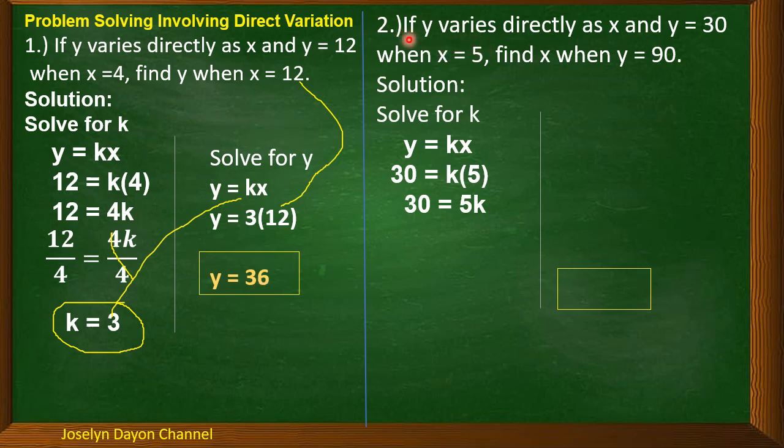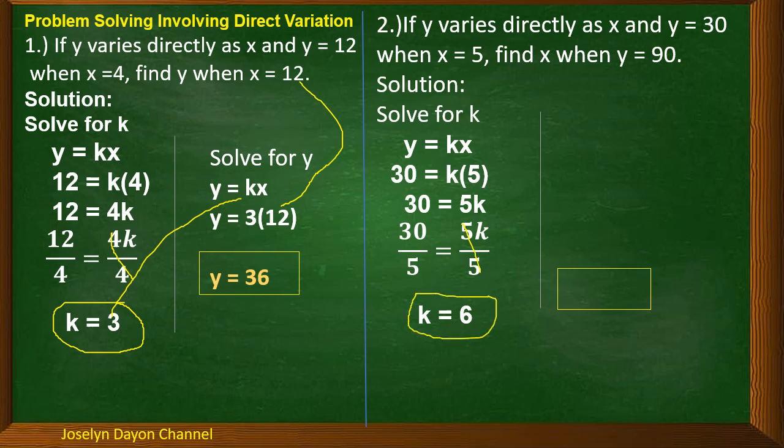For the second example, if y varies directly as x and y is equal to 30 when x is equal to 5, find x when y is equal to 90. In here, we are asked to find the value of x. So same process, we have to translate. So we have y is equal to kx. Substitute our y here with 30 and our x is 5. Now we have 30 is equal to 5k. Divide both sides of the equation by 5. So we have 30 divided by 5, that is equal to 6. So k is equal to 6.